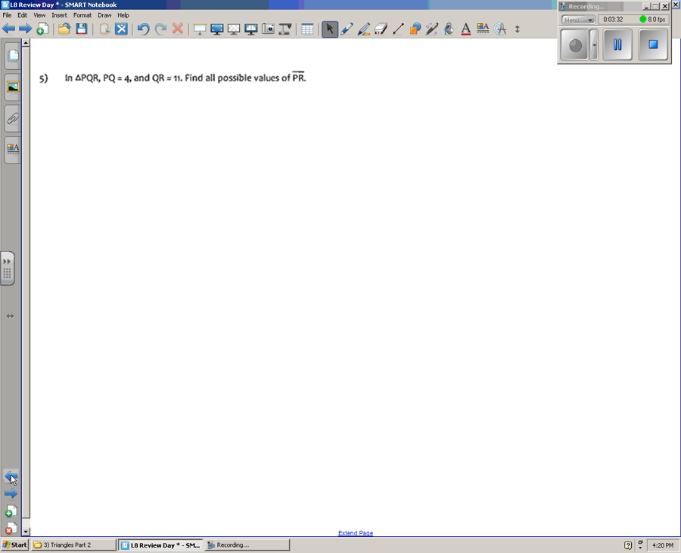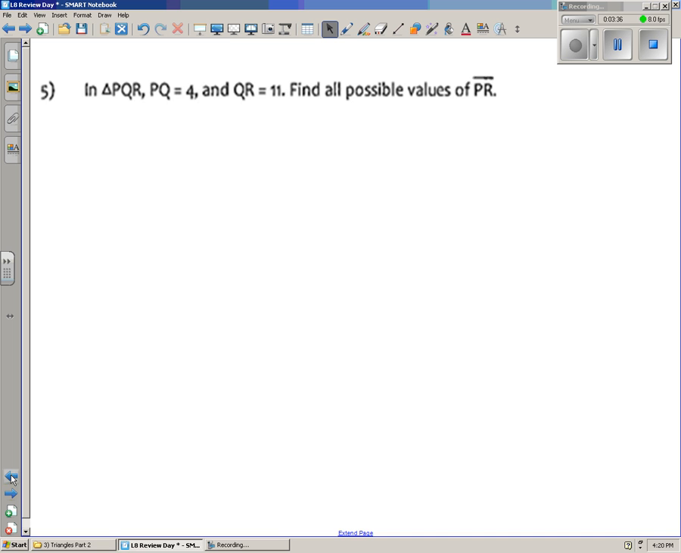Number 5. In triangle PQR, it says PQ is 4 and QR is 11, and find all the possible values of PR. The quick way to do this is PR can be between 2 values. The easiest way to do this is to add up the 2 sides. So 11 plus 4 is 15. So we know that PR has to be less than 15, because if 4 plus 11 is 15, PR, if it were the big side, would have to be less than that number.